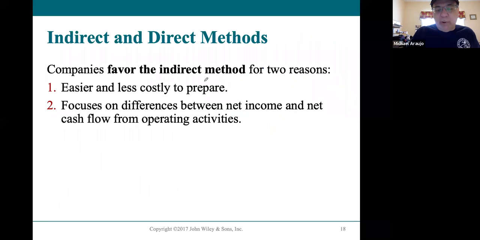I've already told you about using the indirect method. There are two methods, direct and indirect. The indirect method is certainly the most popular. It's easy and cheap to prepare. It also focuses a lot on the cash flow from operating activity, different than the profit of the company. So it looks at the operating activities more deeply, and that's important because that's where almost all the cash is used or saved.